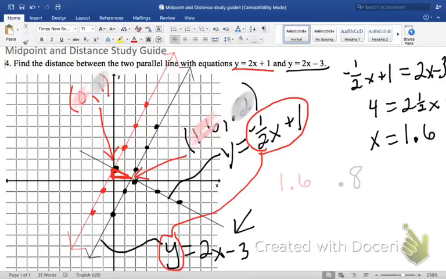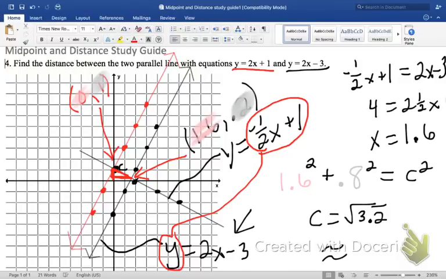And so then I use the Pythagorean theorem here, because that's C. So 1.6 squared plus 0.8 squared equals C squared. Okay, I do some quick solving. I'm not going to spend much time on this. And I'm going to end up with C equals the square root of 3.2, which is approximately 1.79. And that's my final answer.